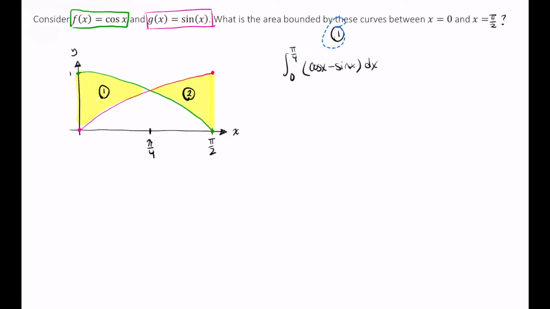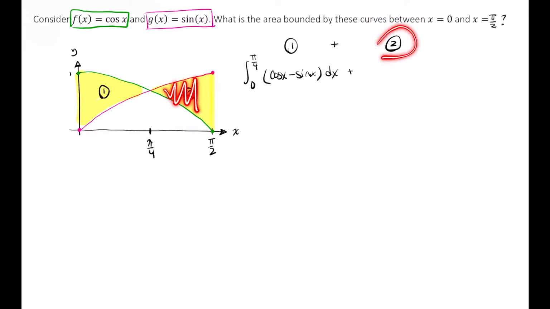And I'm going to rewrite this a little bit. I'm going to move this 1 here, just so I can write this as one equation. So 1 plus 2, 1 is the first integral, and 2 here is the integral representing this region. In this case, we have sine on top, see, we're traveling in this direction, and cosine on the bottom. So this is the integral, and now we're going from pi over 4 to pi over 2 of sine x minus cosine x dx.